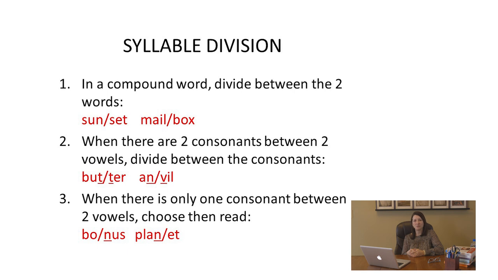So if bonus and planet were to be divided incorrectly, the resulting syllable types would have us read them like this: bon-us and planet. It's important to understand one of the beautiful things of syllable types. Most students, if they were to have read bonus incorrectly, might immediately say, oh, I heard it, it was bonus. Bonus and bonus are close approximations to each other, so the student's likely going to correct it as they try it the wrong way. But the word has to be in their vocabulary, right?